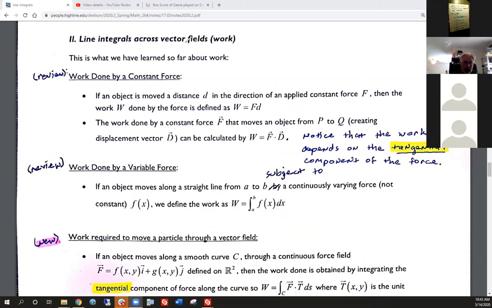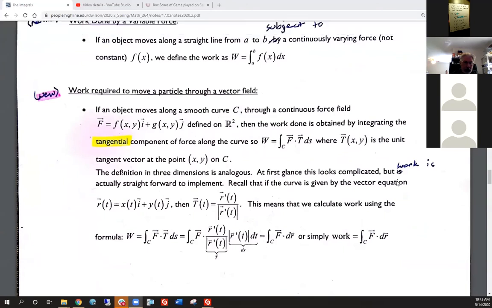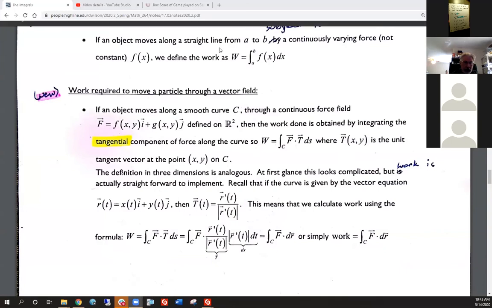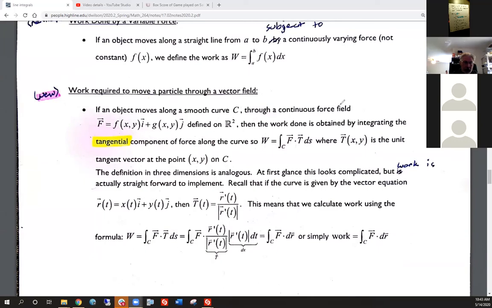Very good. All right, so here's the new part. It's a lot of words, but the punchline is really easy. If an object moves along a smooth curve C through a continuous force field F, and these are what we were talking about yesterday, so there's our F and our G defined in R2, the work done is obtained by integrating the tangential component of the force along the curve.